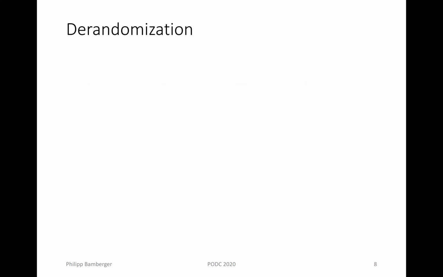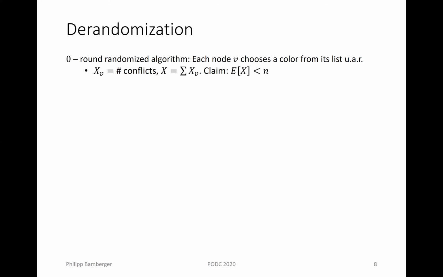The arguably most natural randomized algorithm would be to assign each node a tentative color from its list uniformly at random. We define a random variable x_v for each node v, which equals the number of conflicts of v, that is, the number of neighbors that chose the same color. We can show that the sum of these values, a random variable that we call x, is smaller than n in expectation.